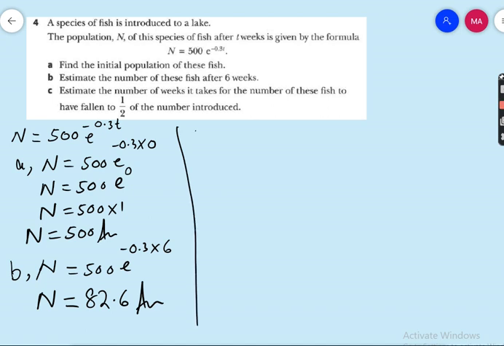Come to part C. Estimate the number of weeks it takes for the number of these fish to have fallen to half of the number introduced. Half of the number.